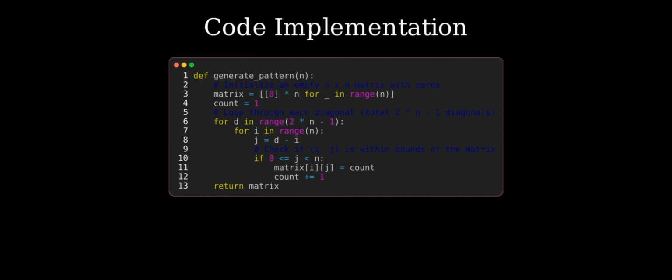Here's how the code works. We start by creating an n by n grid filled with zeros. Then, we loop through each diagonal, using a simple formula to find where the number should go. If the coordinates are valid, we place the next number and move on. Finally, we print the matrix diagonal-wise.